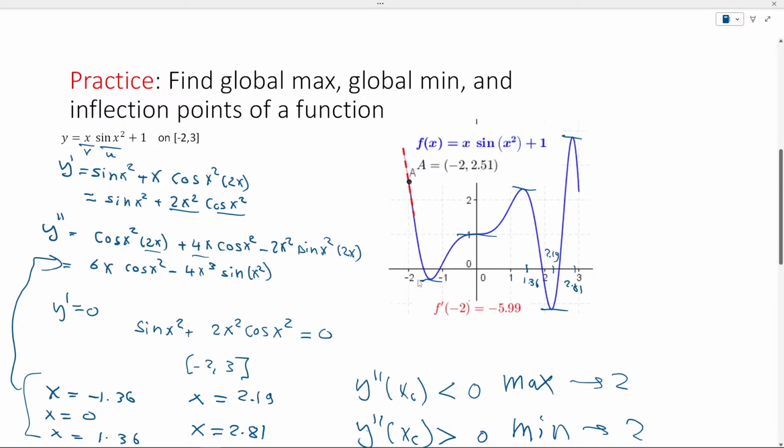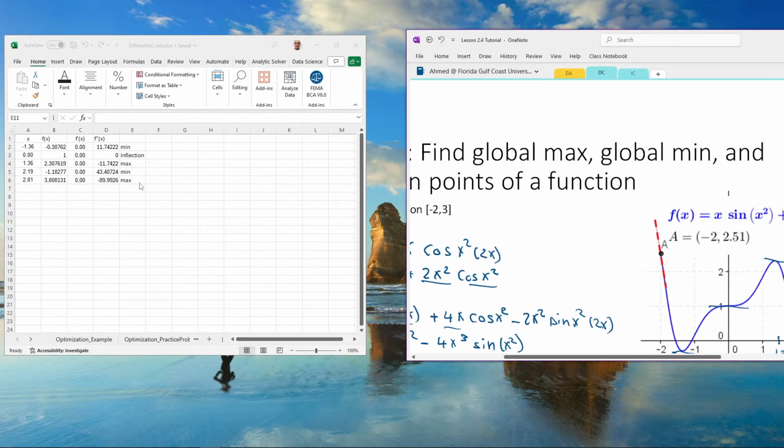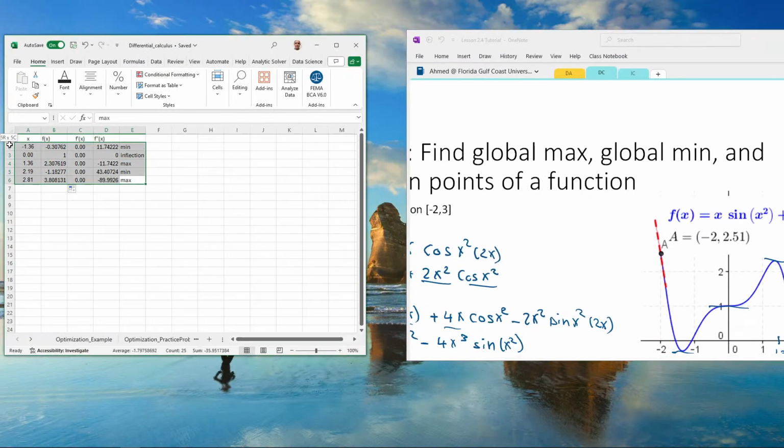So the maximum and the minimum do not necessarily need to be one of these guys. It could be one of your endpoints, so I need to evaluate my endpoints. I have -2 and I have 3. So let me evaluate my endpoints here.